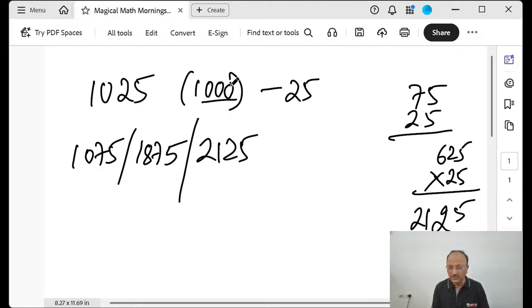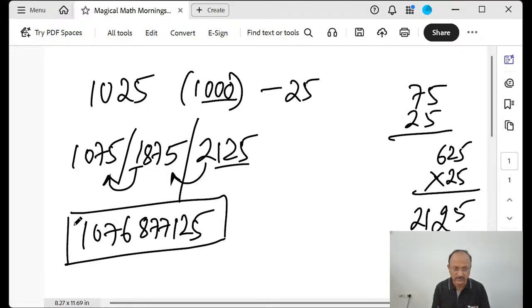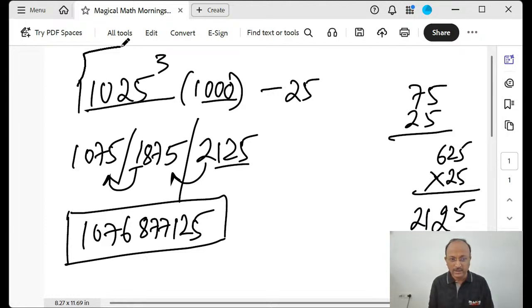Now how do you write the answer? Zeros in the base: we are going to write 3 digits, and the rest we are going to carry here. 625, then 2 if we add it will become 1877, so it will become 877. We'll write that, 1 we are going to carry here, 1076. This will become the answer. Imagine doing the cube of this number by the normal traditional method. How much time would you have taken for this? This is the simple method.